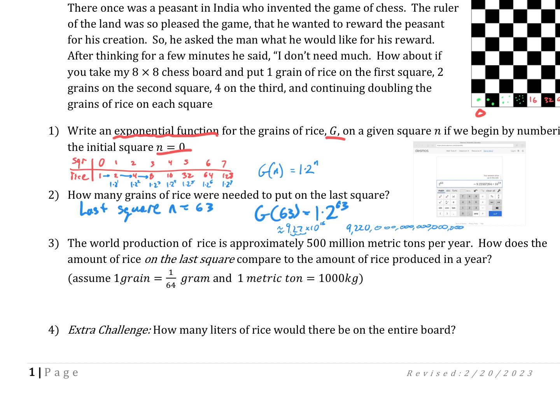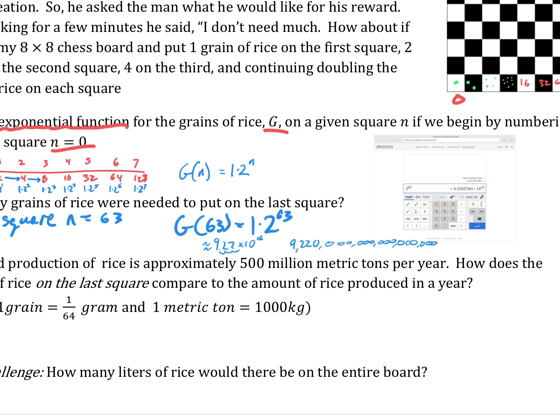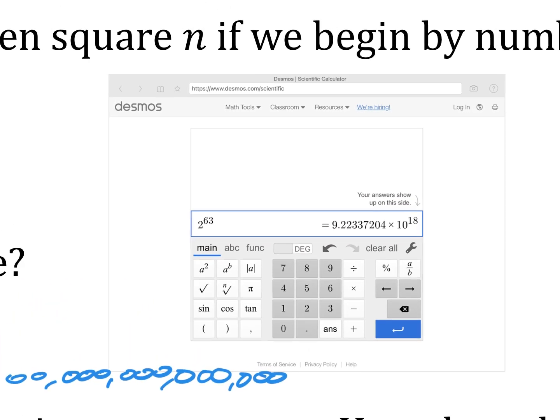Now, let's compare that to the world's production just to see how much rice that is. The world makes 5,000 million metric tons per year. A metric ton is 1,000 kilograms, and a grain of rice is about a 64th of a gram. So let's see real quickly here. Let's go back to our number here.